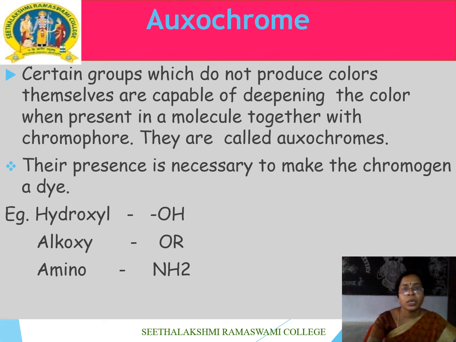Oxochromes. Certain groups which do not produce colors themselves but are capable of deepening the color when present in a molecule together with the chromophore are called oxochromes. Their presence is necessary to make the chromogen a dye. For example, hydroxyl, alkoxy, amino.